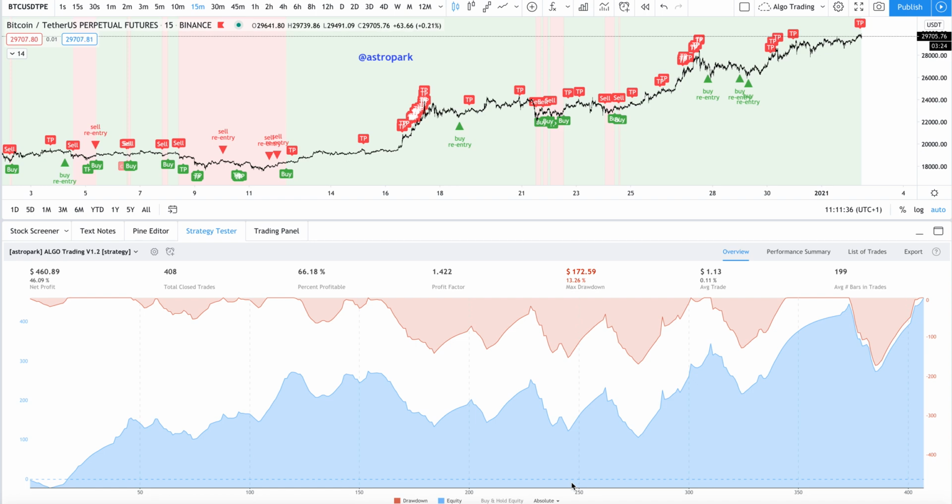This is Astro Park and today I'm going to show you a little bit my algo trading version 1.2, this indicator, this TradingView strategy that I developed and that I'm using over a bot that I've developed myself.